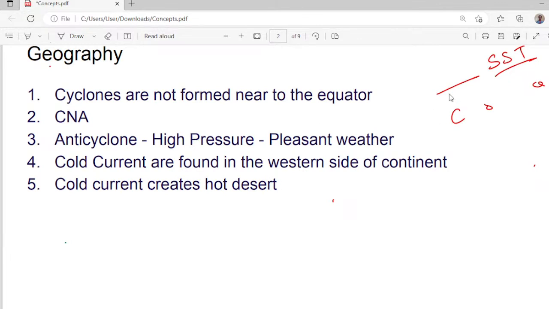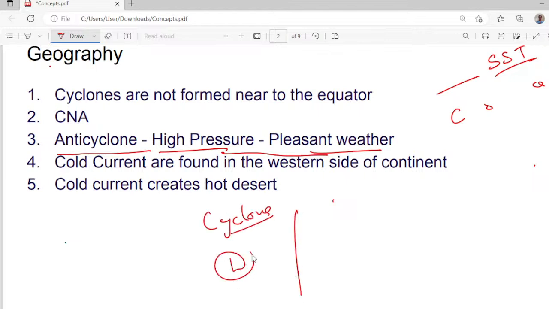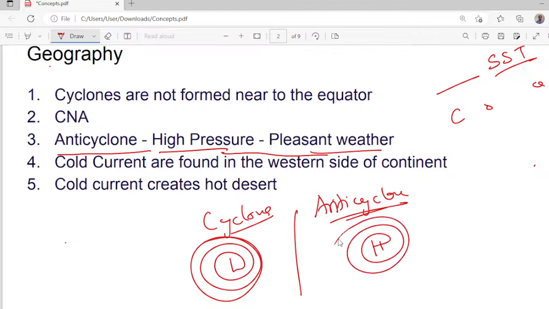Now, anticyclone is a high pressure zone. That is the basic difference. Cyclone means low pressure area, and anticyclone means high pressure area.